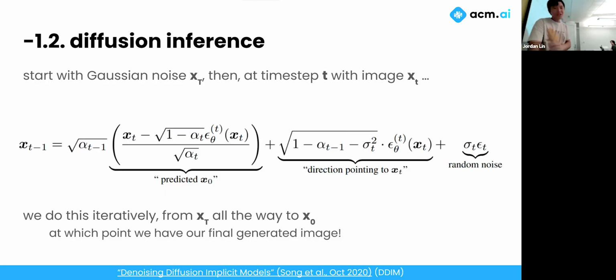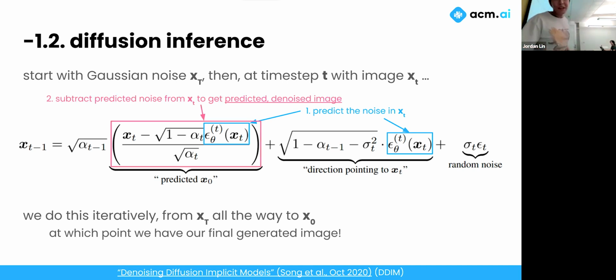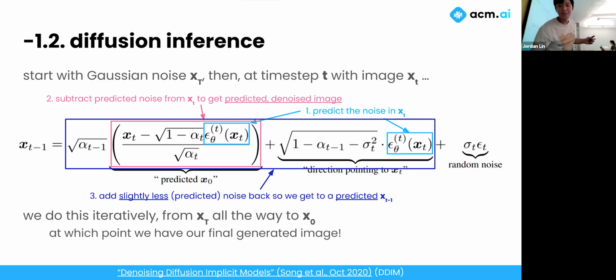But yeah. So to do inference, aka how do we actually generate an image, this is what we do. We start with a Gaussian noise xt, so pure noise, x of 1000 in the case of DDPM. Then at a time step t with image xt, we first predict the noise in xt. We figure out what noise we added to that xt, right? So that's this part. Then we subtract that predicted noise from xt to get our prediction of the denoised image. So that's this part, predicted x0. And then we add slightly less predicted noise back, so we get the predicted x of t minus 1.